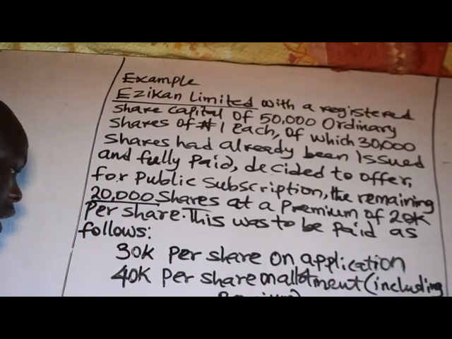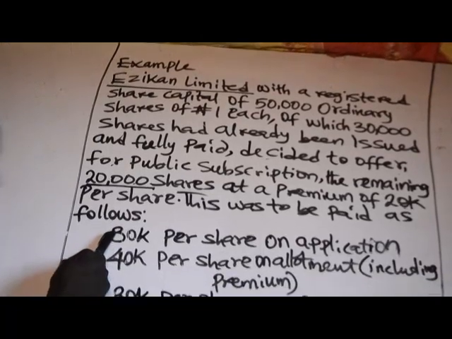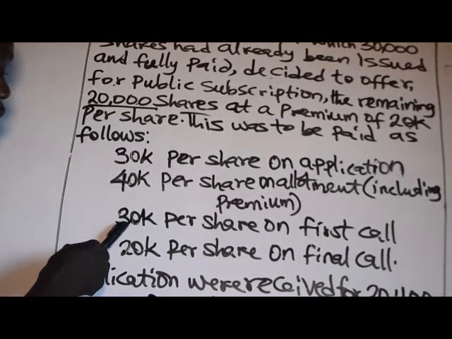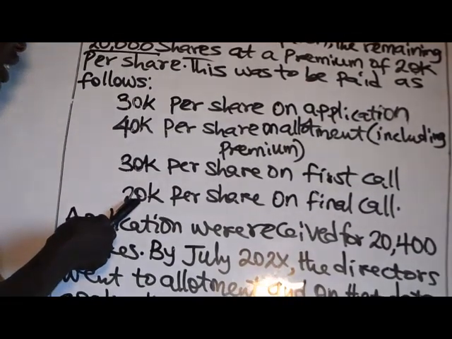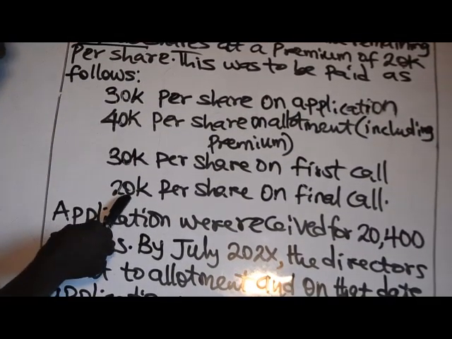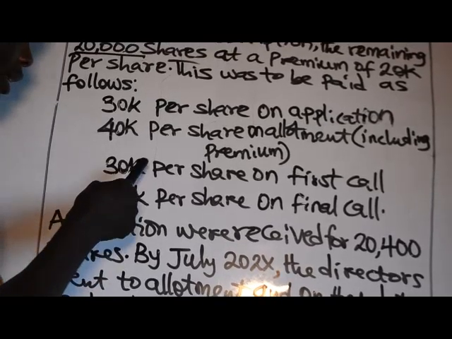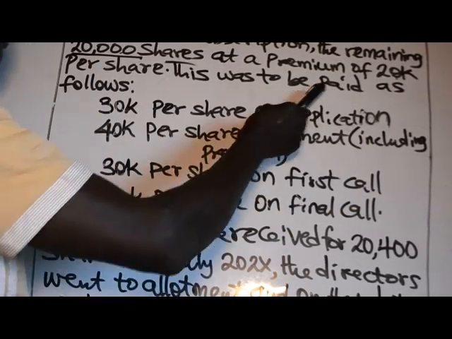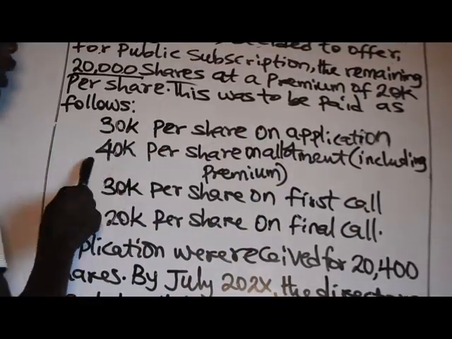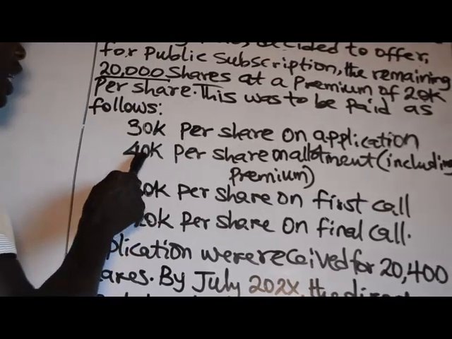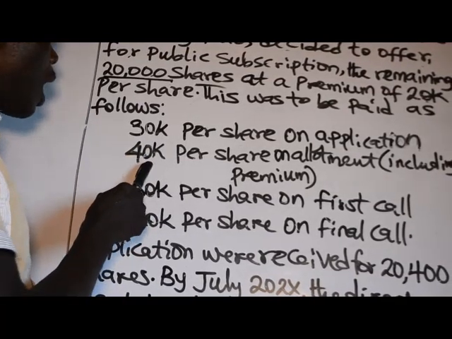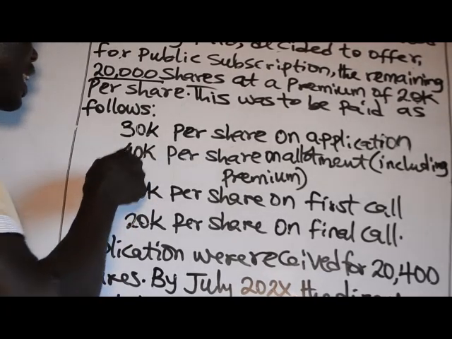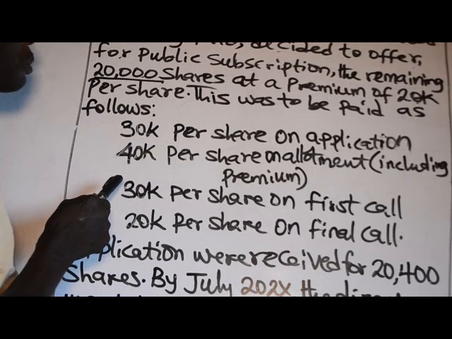If you sum up the proceeds from the issue, you have 30 plus 40, that is 70. 70 plus 30, we have 100. 100 plus 20, that is 120 kobo, which is equal to 1 naira 20 kobo. You were told that the premium of 20 kobo has been included in the allotment money. Ordinarily, allotment money ought to have been 20 kobo, but because the premium of 20 kobo has been included, that makes it up to 40 kobo.